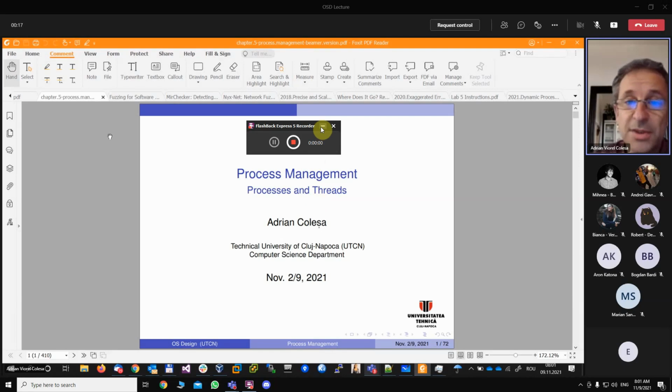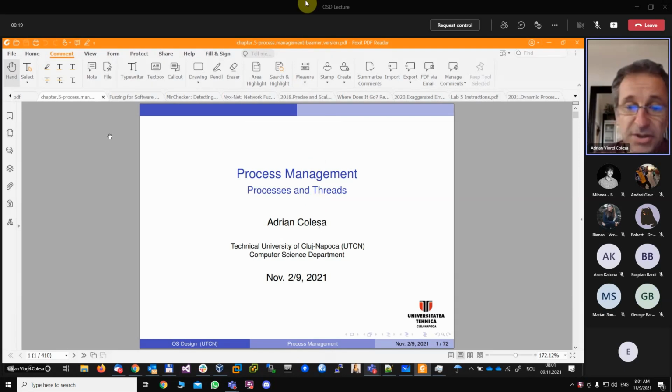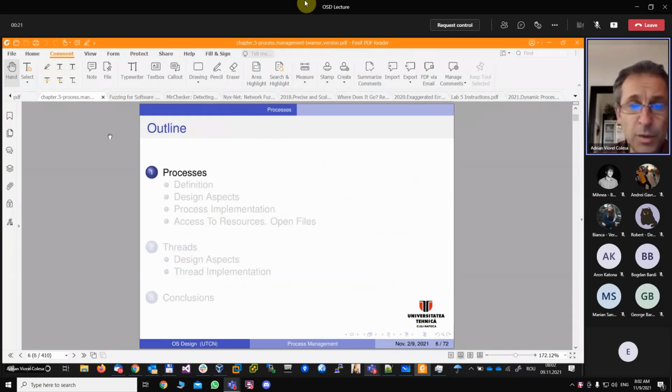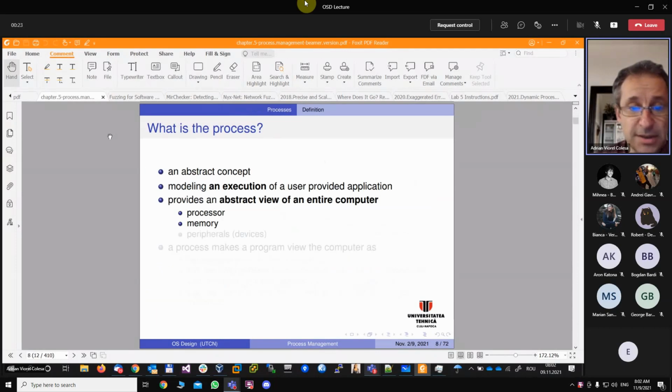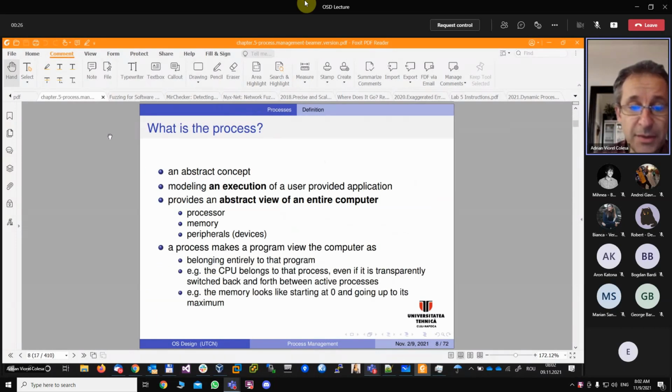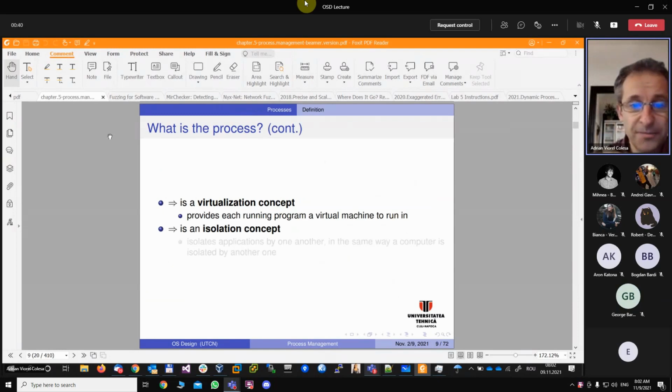the users to be able to run their own applications. We started by defining the process. The only idea I would like to emphasize here is that the process models an entire computer with all its hardware components. So in a process, we have everything a computer has, generally speaking. That's why we could call a process a kind of a virtual machine. So it's a virtualization concept.